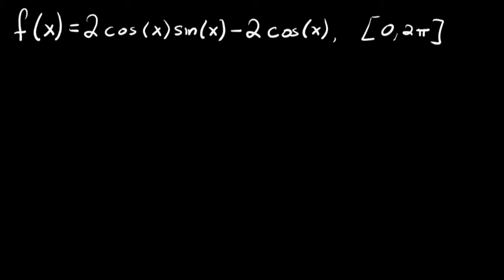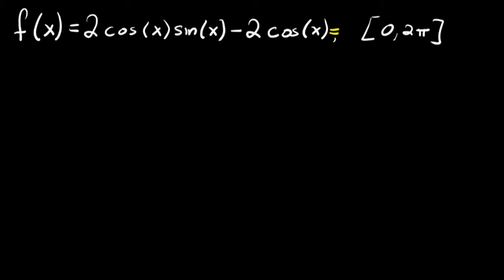Okay, so if we try to first find where this function is undefined, we already know that it's defined everywhere from 0 to 2 pi because both sine and cosine are defined everywhere between 0 and 2 pi, and we don't have any fractions or anything like that. So we don't have to worry about that.